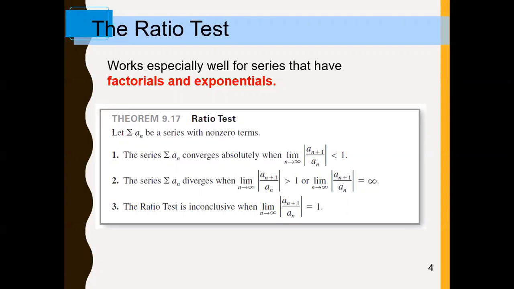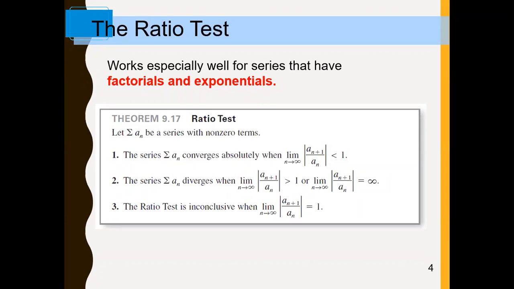Then there was the alternating series test, right? So that also gave you a way to discern what's happening with series that happen to have negative terms. But the alternating series test required that they alternate back and forth between positive and negative terms. The ratio and the root test, though, actually deal with series where you may or may not have negative terms, right? But what it tells you is when the series happens to converge absolutely.